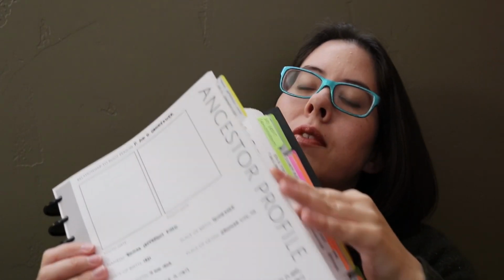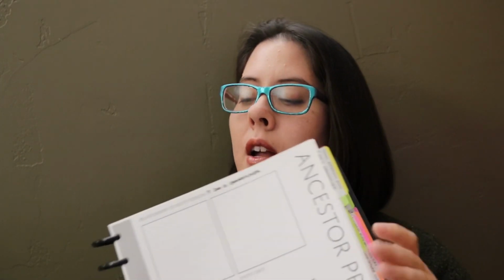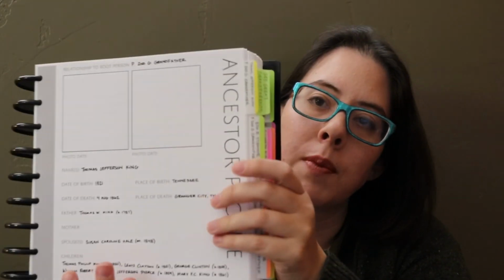You're just trying to organize your research into a story that makes sense to you, and to give each of your ancestors this space. Like this is Thomas Jefferson King's pages. This is his space. So all of my research for him is right here. That means that when I want to research him, I know exactly where to go. When I add things, I know exactly where to put them.